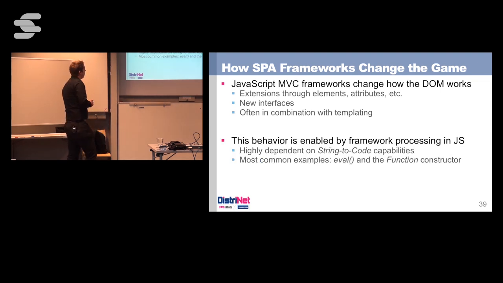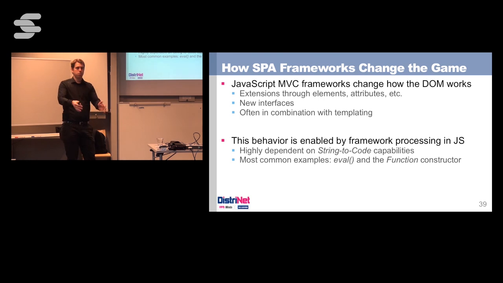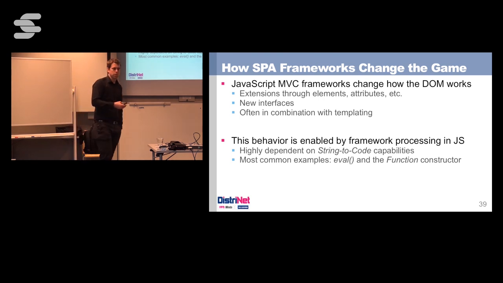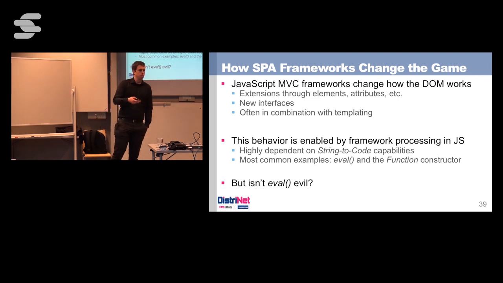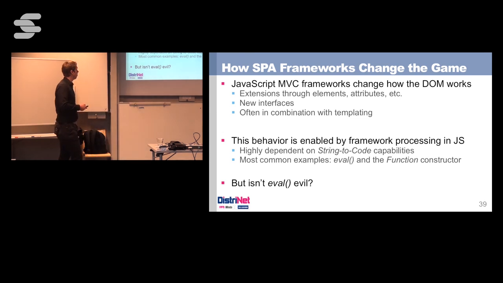How do these extensions work? Well, essentially, it's a string-to-code capability. In JavaScript, you have eval and the Function constructor. They essentially allow you to just take a string and transform it into JavaScript code. That's a source of a lot of problems. That's why eval is considered kind of evil, but it's used in these frameworks plenty, which might be a problem.